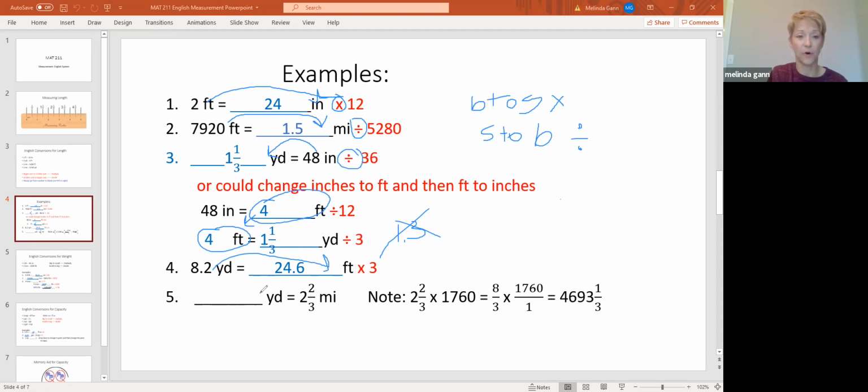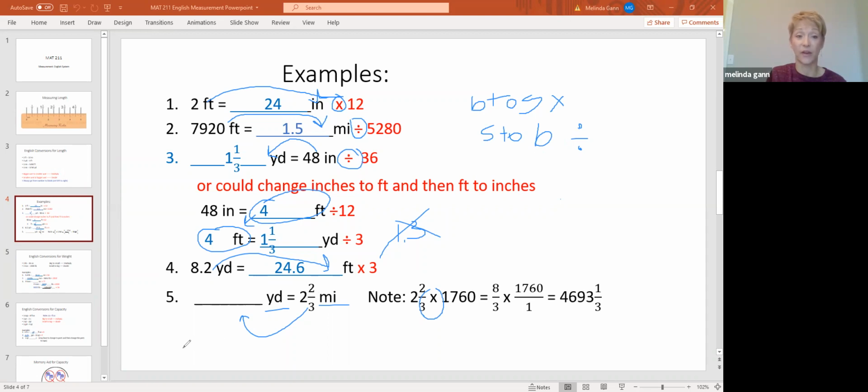All right, look, here's my number and there's my blank. So I'm not going left to right. I'm going from miles to yards. So is that big to small or small to big? Do you see that that's big to small? So I'm going to multiply. So that's how I know to write down multiplication. So 2 2/3 times, and again, if you know how many yards are in a mile, 1,760, you're ready to go.